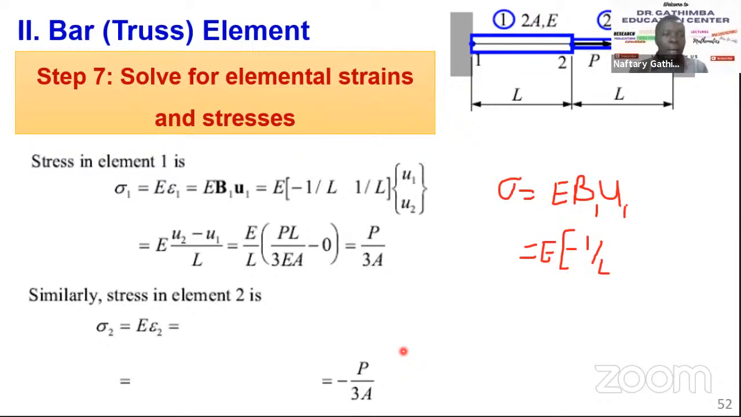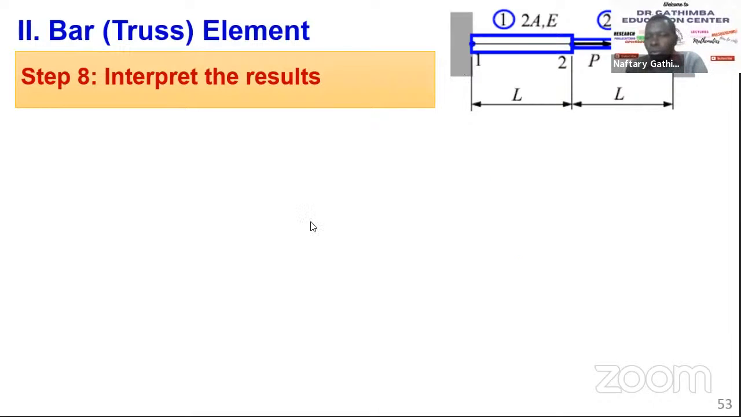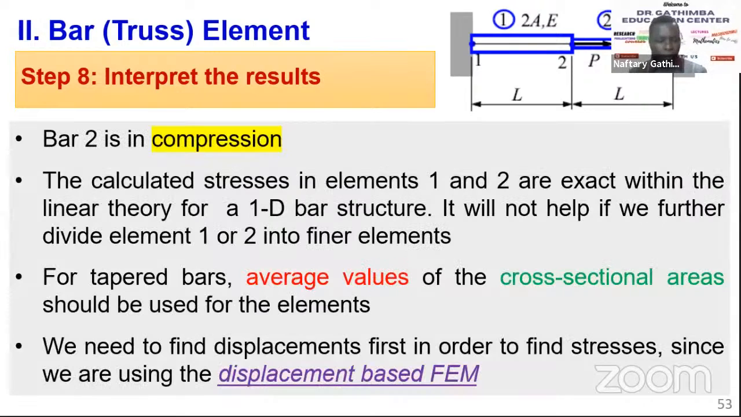So that is step number 8, where we talk of interpreting your results. Okay, so what do you know? What can you read from the result that you have obtained? Number 1, we have found stress sigma 1 is equal to negative sigma 2, or sigma 2 is equal to negative sigma 1. So it shows that bar 2 is in compression. Okay, so this is tension.